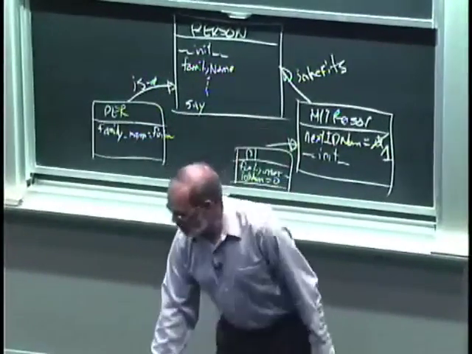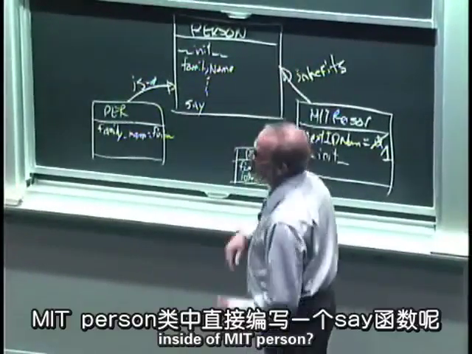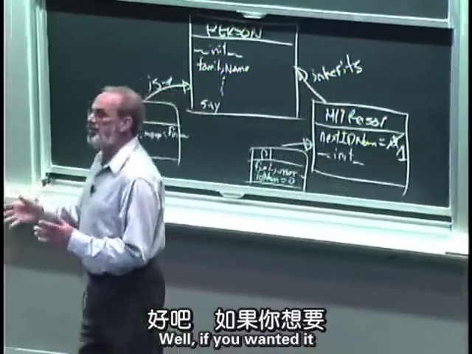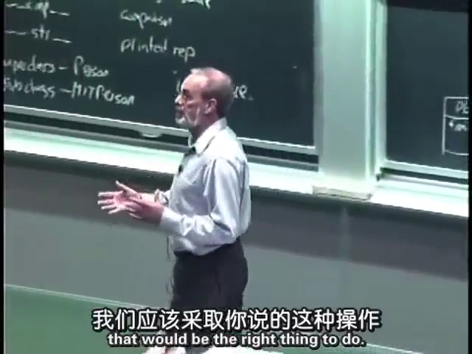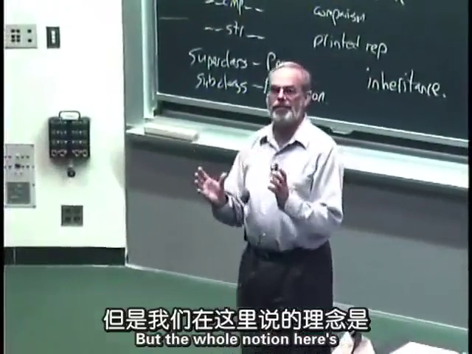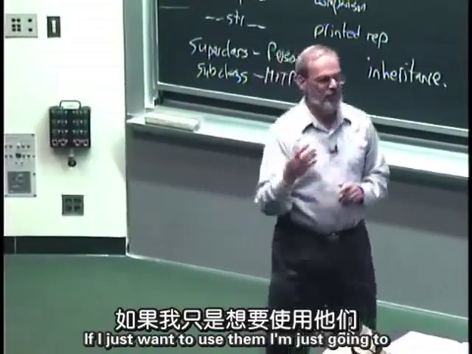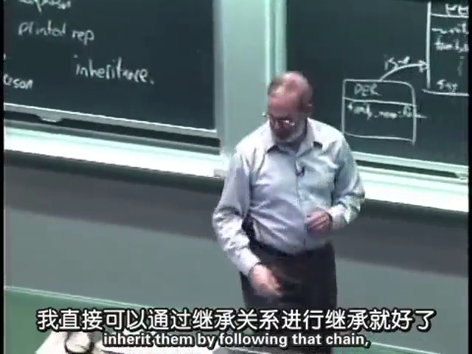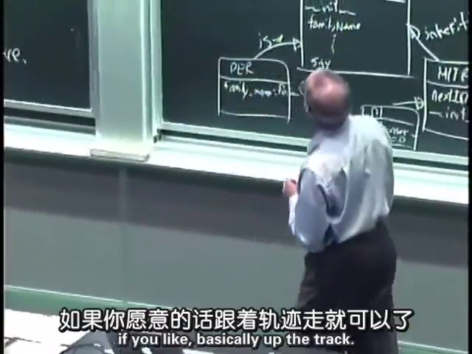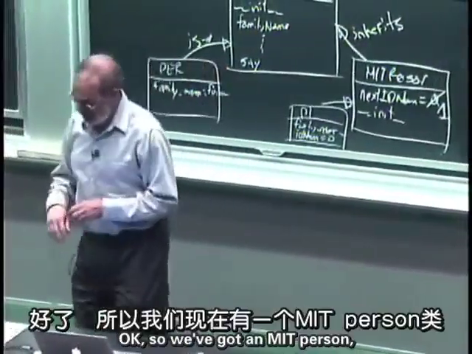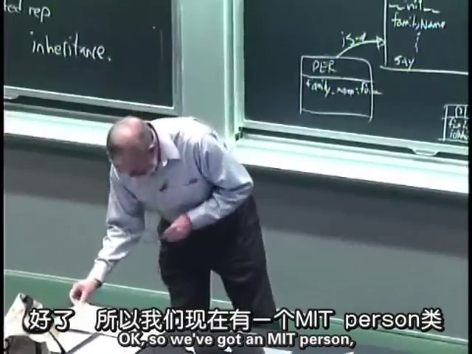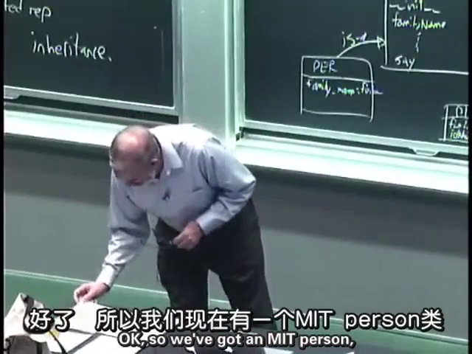Now, you might say, why not just put a say method inside of MIT person? Well, if you wanted it to do something different, that would be the right thing to do. But the whole notion here is I'm capturing modularity. I've got base methods up in my base class. If I just want to use them, I'm just going to inherit them by following that chain, basically up the track. Okay, so we've got an MIT person.